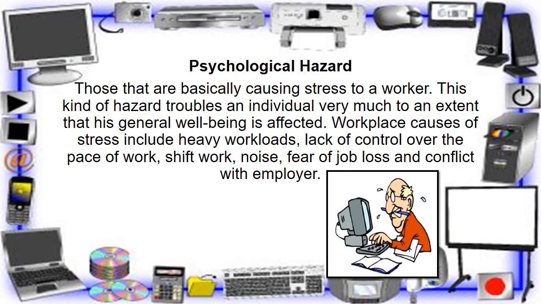And now let's proceed to psychological hazards. So those are hazards basically causing stress to a worker. So this kind of hazard troubles an individual very much, to an extent that his general well-being is affected. So workplace causes of stress include heavy workloads, lack of control over the pace of work, shift work, noise, fear of job loss, and conflict with the employer. So these are just examples of psychological hazards, which basically cause stress to a worker. So that is what we call psychological hazard.